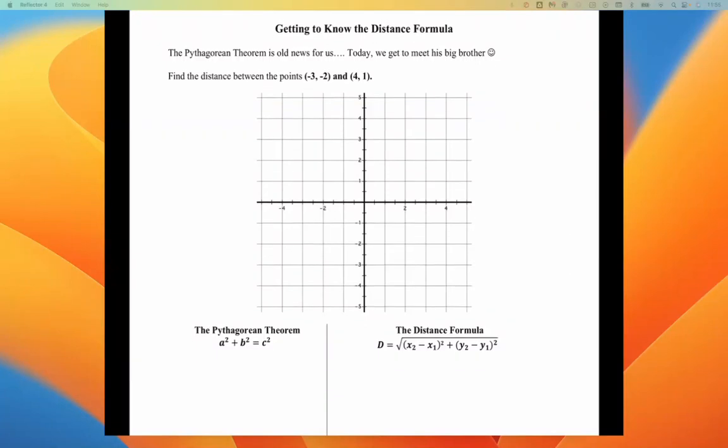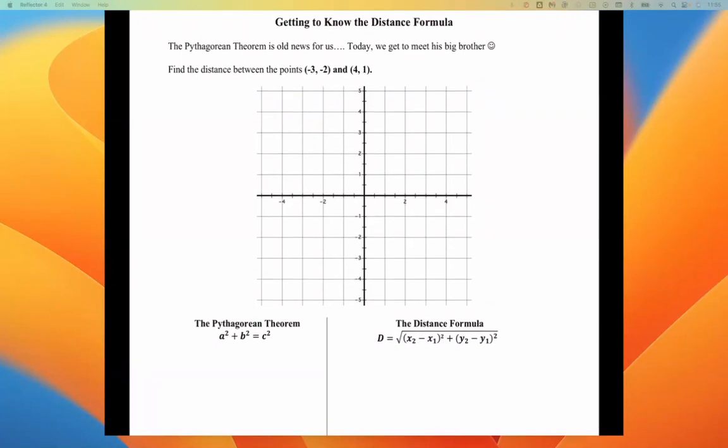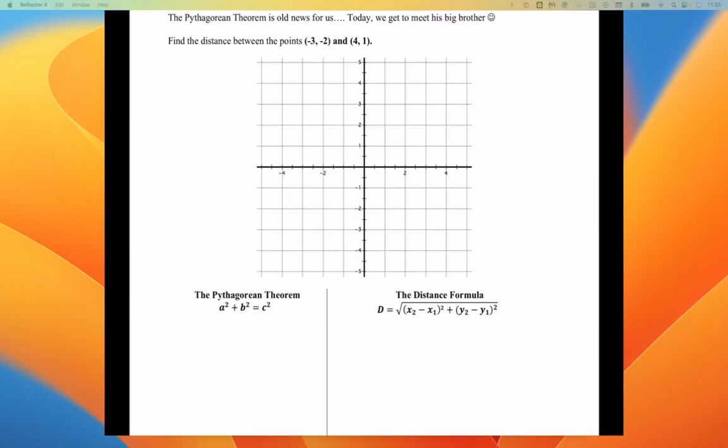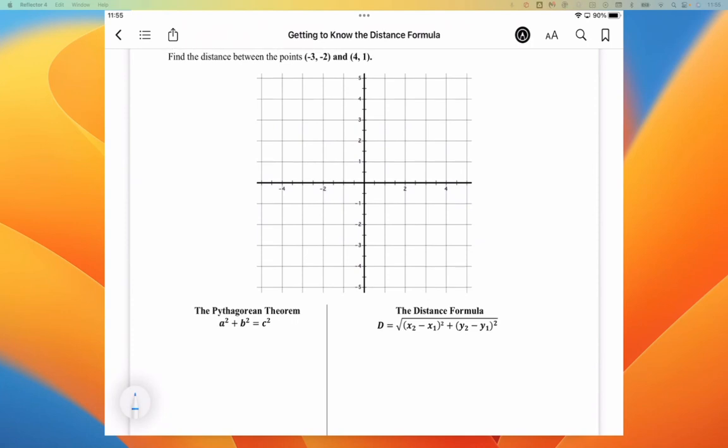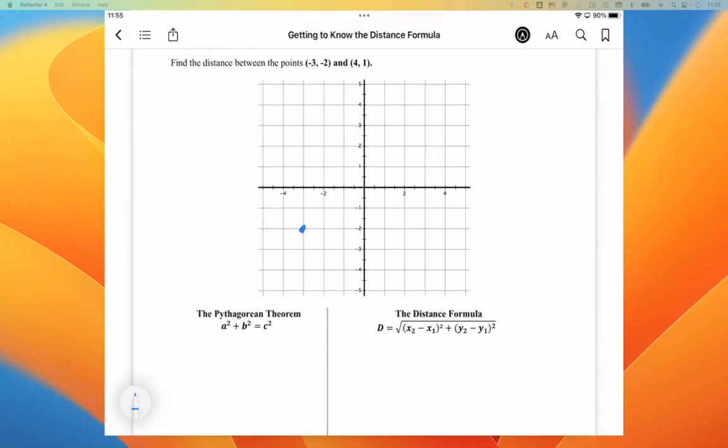Okay, so we are going to use both the Pythagorean theorem and the distance formula to find the distance between those points. So to start with, we will put -3, -2 on the grid. And we'll put 4, 1 on the grid.